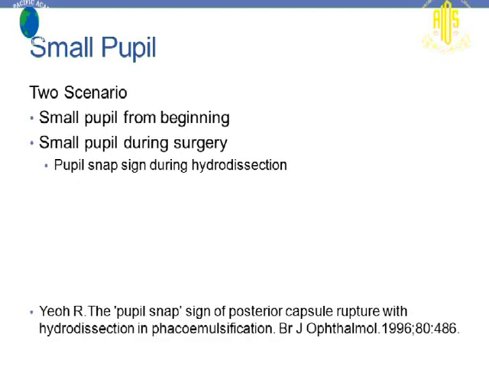There can be two scenarios. One is when the pupil is small right from the beginning of the surgery. The second is when it becomes small during the surgery. And there is a classically described pupil snap sign: if the pupil suddenly constricts during hydrosection, then one should suspect a posterior capsular tear.